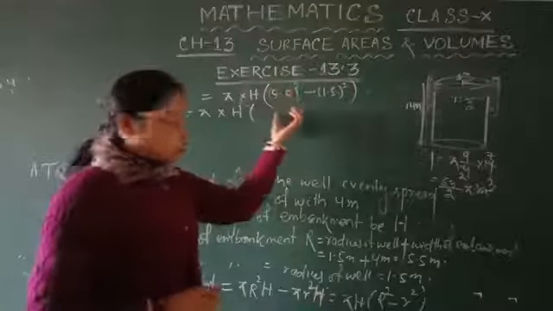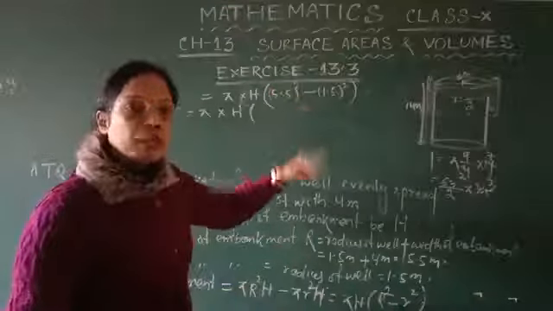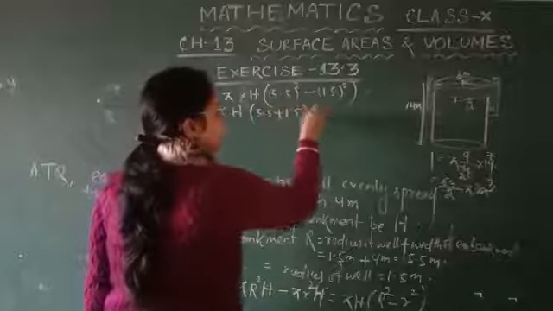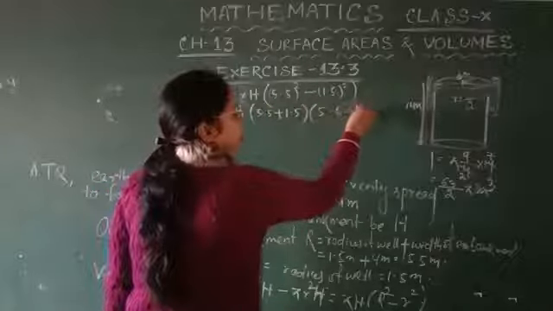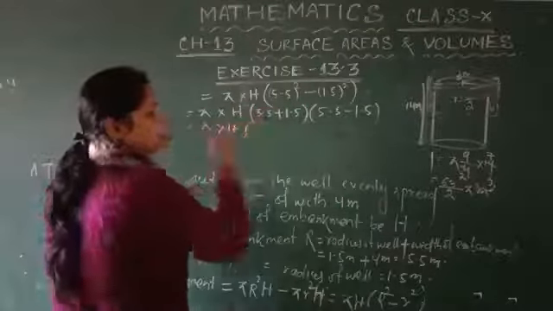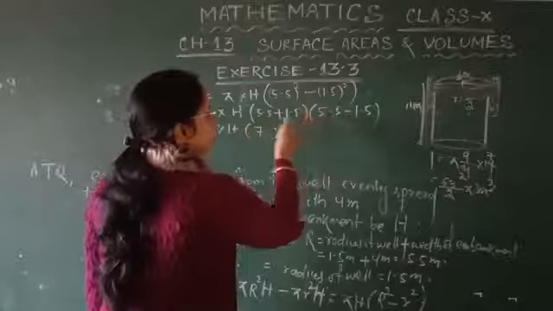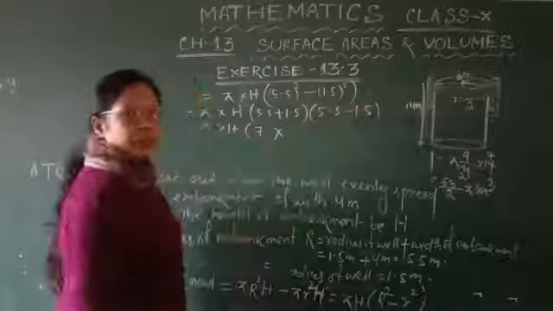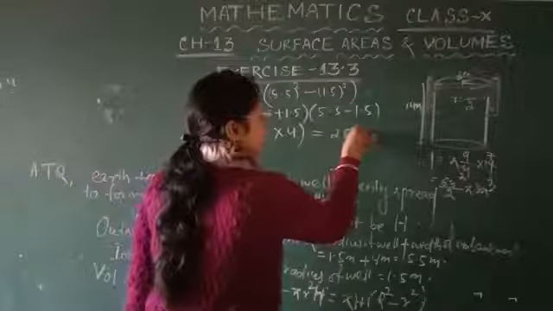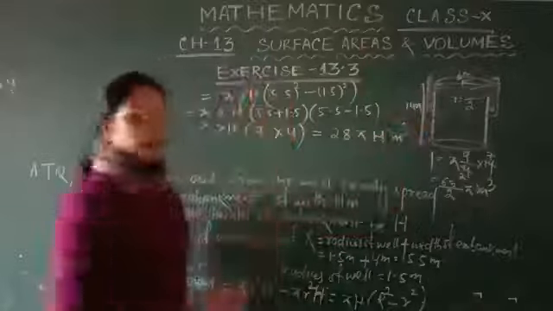Or to make it easier, you use the identity a plus b whole into a minus b, that is 5.5 plus 1.5 whole into 5.5 minus 1.5. Then it will be easy. 5.5 plus 1.5 is 7, into 5.5 minus 1.5, that is equal to 4. So then it will be 7 into 4, 28 pi into h meter.